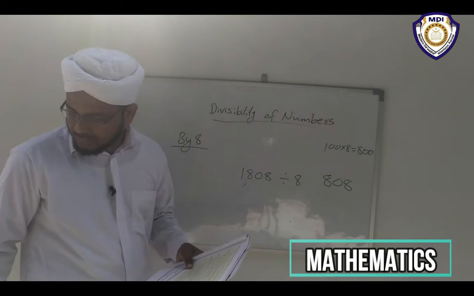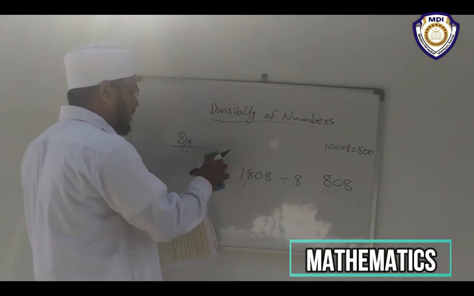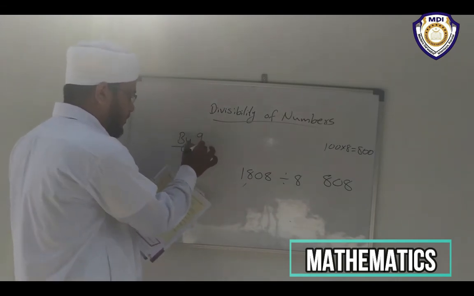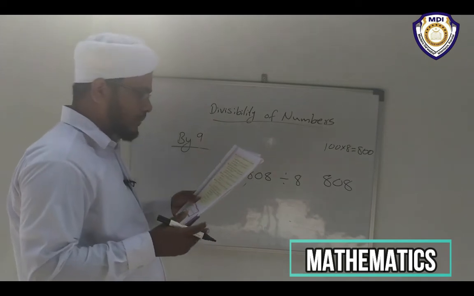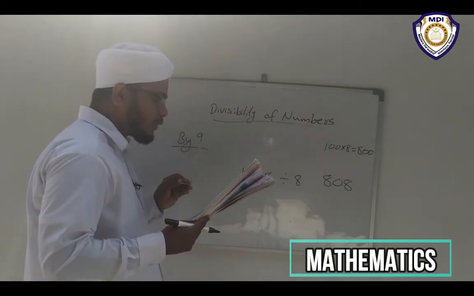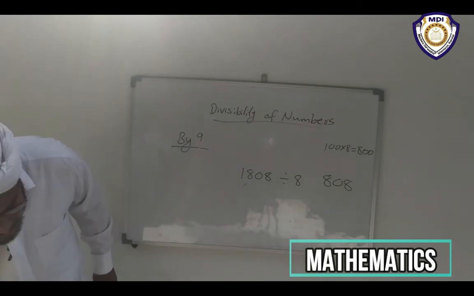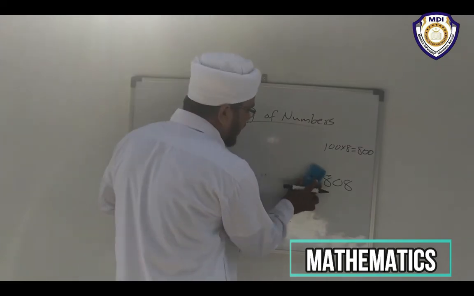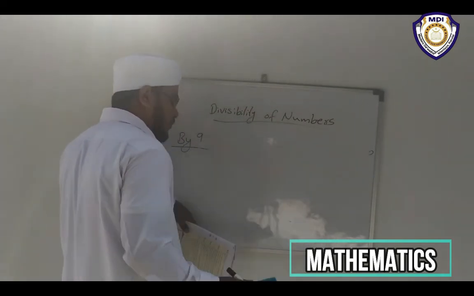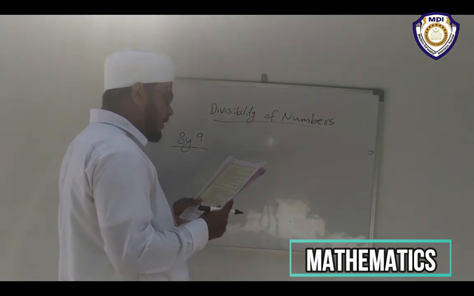Next, divisibility of 9. Yes. If the sum of the digits of the given number is divisible by 9, the number is divisible by 9. For example, okay, like the divisibility of 3, we have to check the sum of the digits. Then it should be divisible by 9.